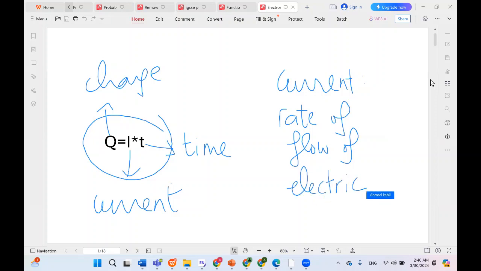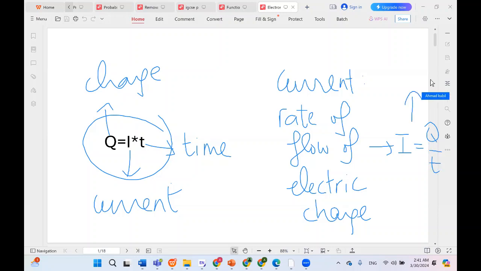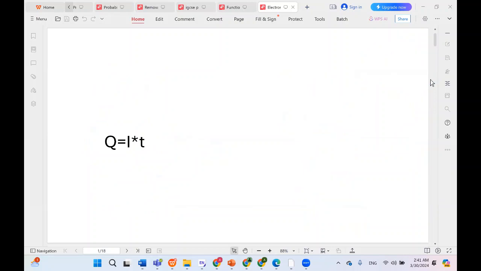When we say rate, this means that it is something divided by time. So here we say that current is charge divided by time. And this is where the equation Q equals IT or I times T comes from. Because if we take the T to the other side mathematically, we get the equation at the top. And this is the subject of our video. We shall be dealing with problems that handle this issue.